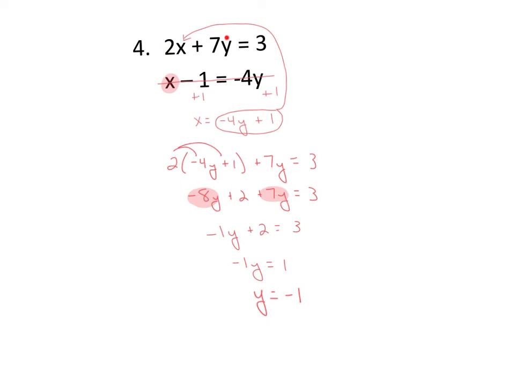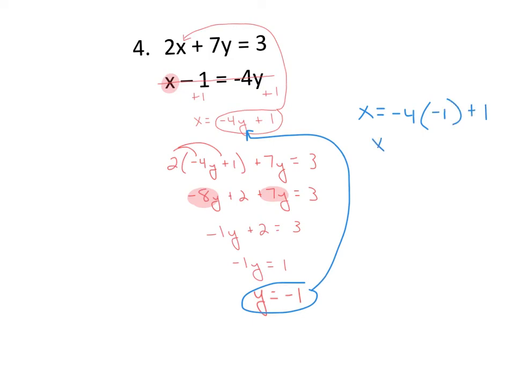You can plug it into the top x, or you can plug it in right here to the one that you rewrote. When I look at this, I think I'm just going to plug it into the bottom one right here because it looks a little easier. So x equals -4, take y out and put -1 in its place, plus 1. So x equals 4 plus 1, or x equals 5. So your coordinate point here will be 5, -1.